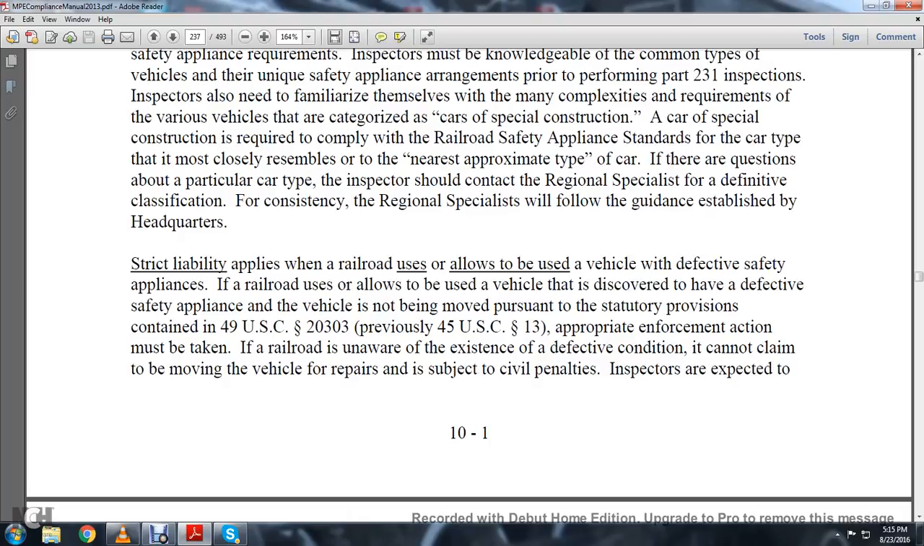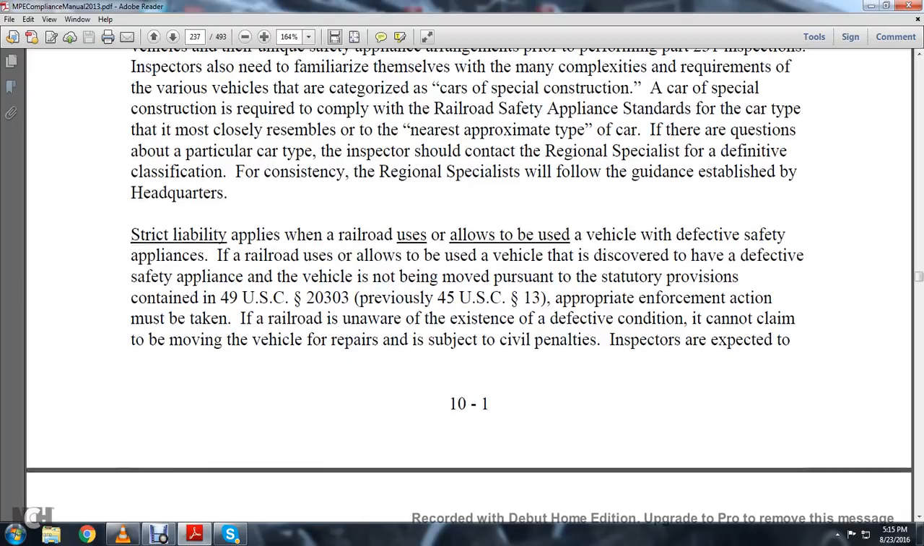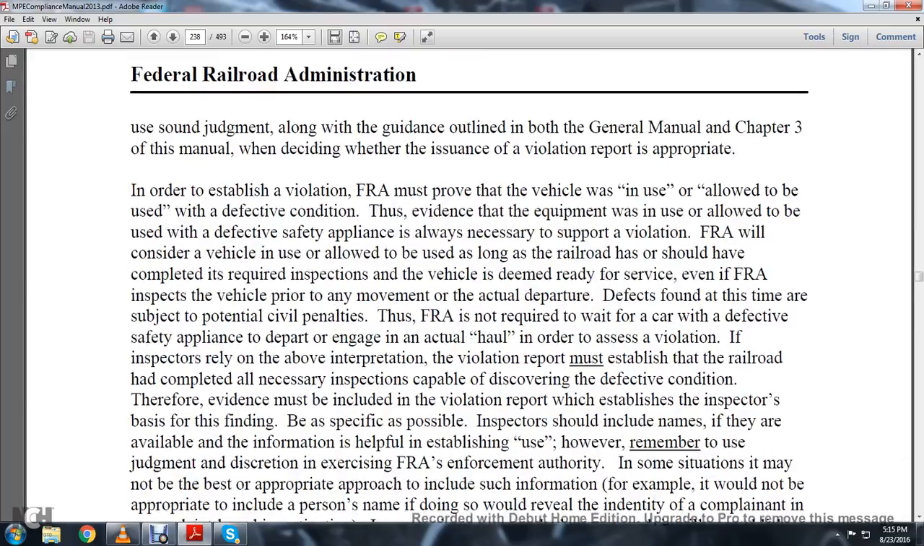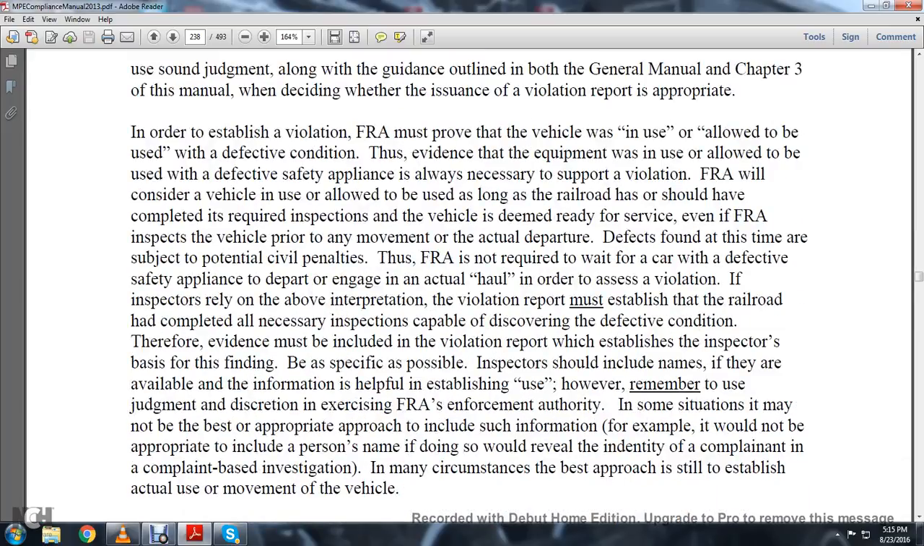The railroad's being unaware of an existing defective condition cannot be claimed as a reason to move vehicles for repairs and is subject to civil penalties. Inspectors are expected to use sound judgment, along with the guidance outlined in the General Manual and Chapter 3 of this manual, when deciding whether issuing a violation report is appropriate. In order to establish the violation, the FRA must prove the vehicle was in use or allowed to be used in a defective condition.